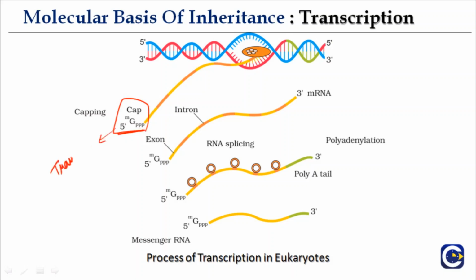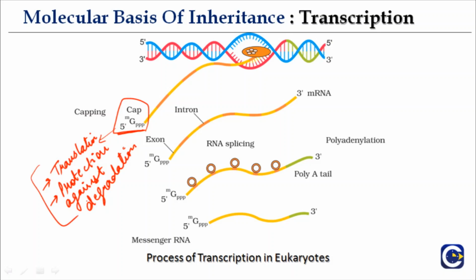They help in initiation of translation and they provide protection to the RNA. Okay, protection against degradation. So this is very important, okay. So then this cap is formed. This mRNA chain that is formed has a 5' cap, but it has introns.